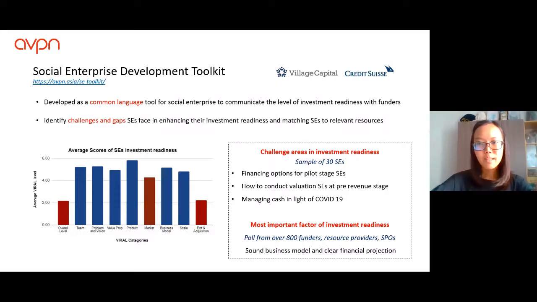At our AVPN conference last week, we also conducted a poll of 800 delegates, and the results showed that most delegates identified having a sound business model and clear financial projections as the most important factor to assess how investment ready an enterprise is. So with the above analysis, as well as the responses collated, the EY team has curated this webinar in line with some of these challenge areas and critical factors that we hope can help to accelerate your enterprise's level of investment readiness. And I'll now pass my time over to Jessie.